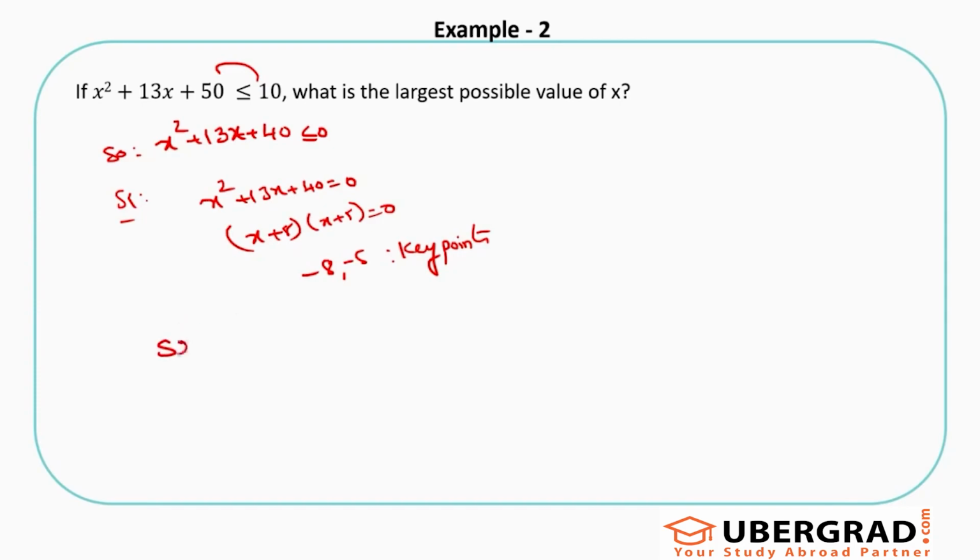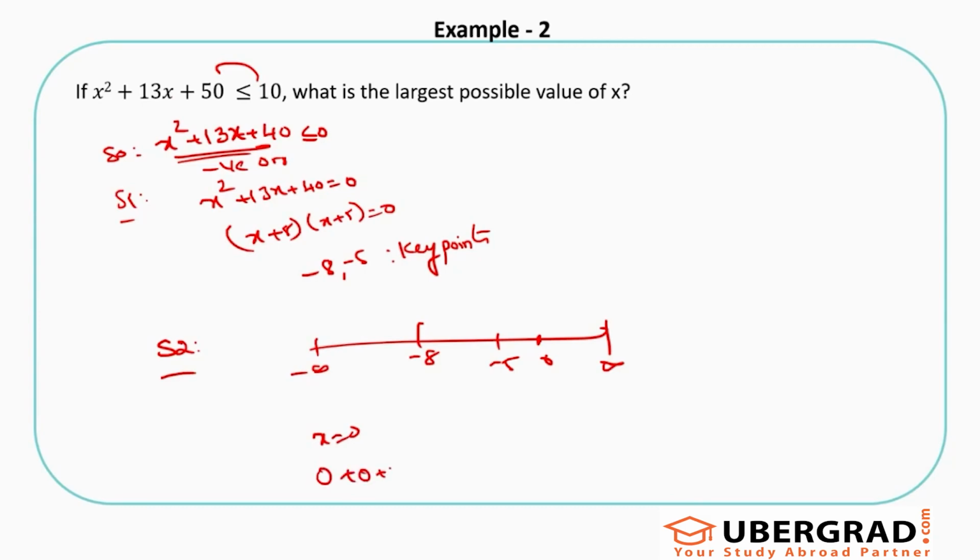The step 2, as I said, is to draw the number line. So I'll have minus 8 first, then minus 5. Now I need to find, what do I need? I need this expression to be negative or 0 to satisfy this inequality, right? So these points will give me 0. Should it be this zone or this zone? We'll see. Let's take a point 0 here. The 0 is this time in this zone, right? That's why I'm taking. If x is 0, what do I get? 0 plus 0 plus 40, which is positive. That means this entire zone is positive.